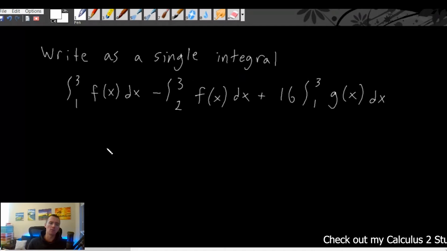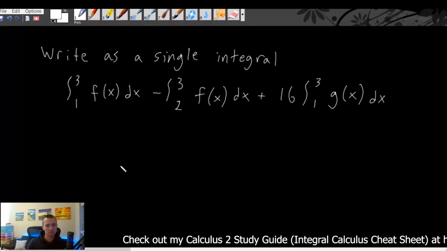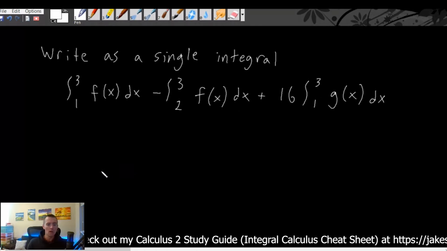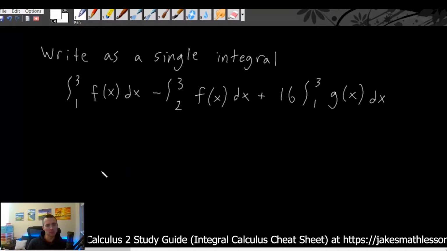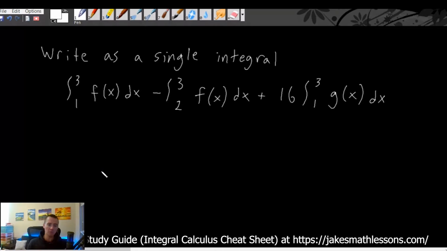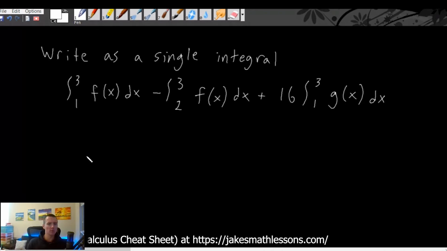So I have done another problem on my channel kind of similar to this, but this one is a little bit different, and I just wanted to give you a little bit of variety and show you another similar example of how we can apply these definite integral properties to simplify an expression like this down into a single integral. So in this case, it is a little bit more theoretical, right?